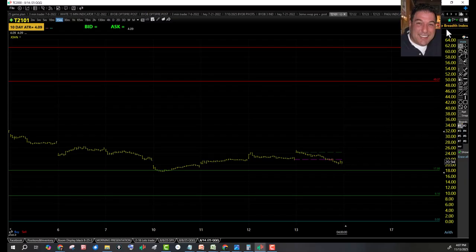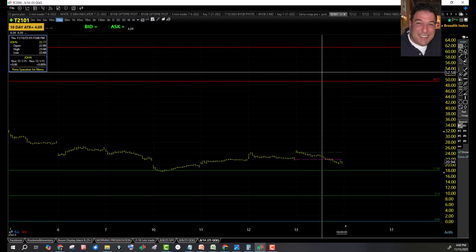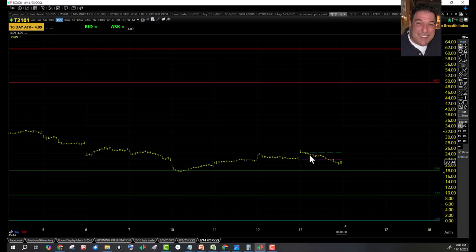All right, so there's the breadth and the index. So as we made lower lows throughout the day, because we kept melting all day long, okay, we lost more and more participation on T2101. I guess that's a good sign. I guess they want to be bullish.